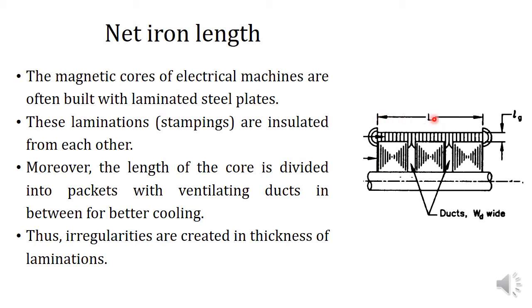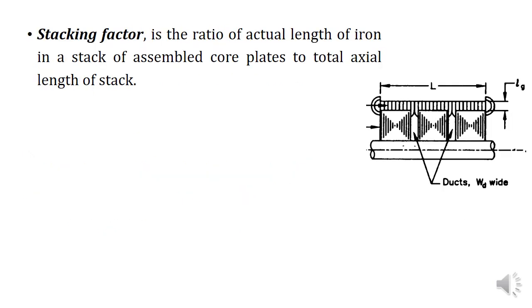Here the capital L is the actual length of core, but this is not the net iron length because the iron part is only the laminations. Let's define a term which is related to the net iron length, that is stacking factor. It is the ratio of actual length of iron in a stack of assembled core plates to the total axial length of stack.